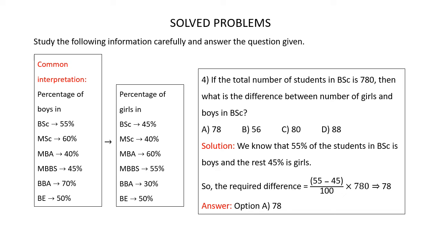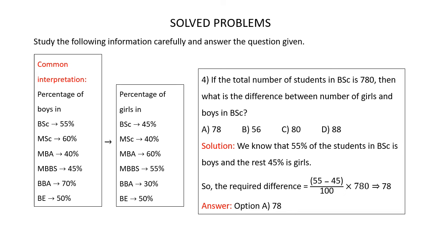Now, from the information in this common interpretation, we know that the percentage of boys in BSc is 55% and percentage of girls in BSc is 45%. So, the difference between the percentage of boys and girls in BSc is 55 minus 45%.